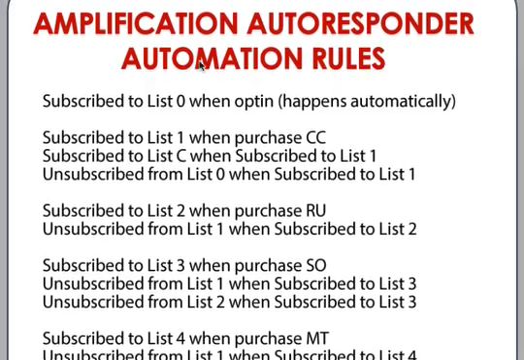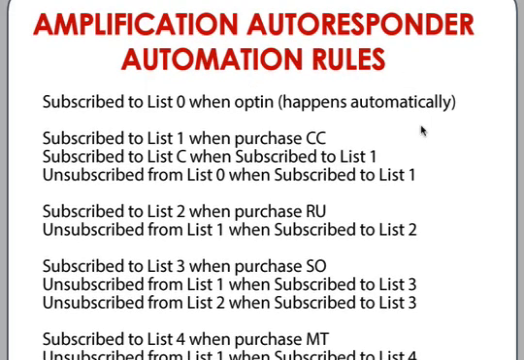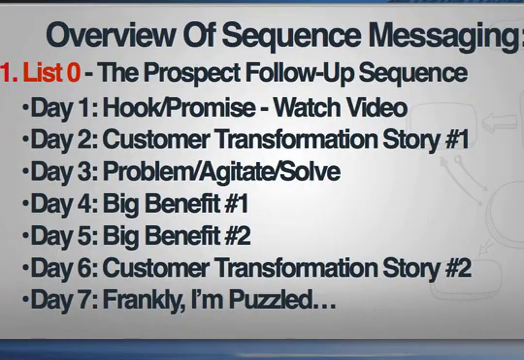Now, with that being said, let me walk you through the email copy, the actual sequences for some of the main sequences in the amplification autoresponder chain. Okay, so the first sequence that we're going to take a look at is the prospect remarketing sequence, or the prospect follow-up sequence. And you can see here, this is right from Module 7, Lesson 6.